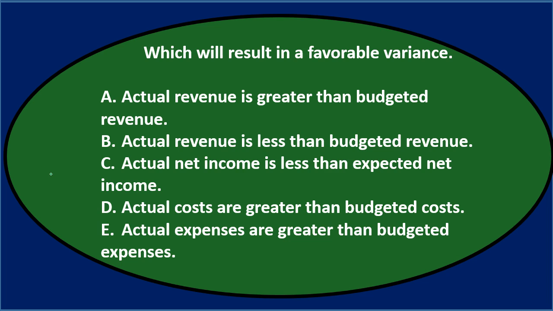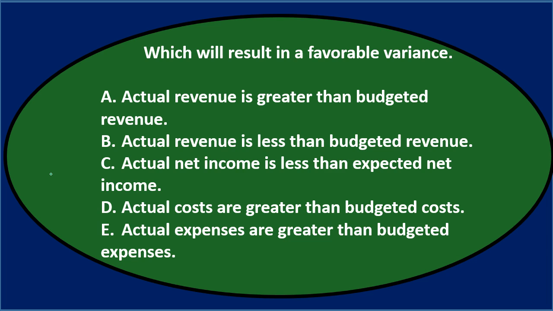Next question. Which will result in a favorable variance? Either A, actual revenue is greater than budgeted revenue. B, actual revenue is less than budgeted revenue. C, actual net income is less than expected net income. D, actual costs are greater than budgeted costs. E, actual expenses are greater than budgeted expenses. Okay, let's go through this again. Which will result in a favorable variance?